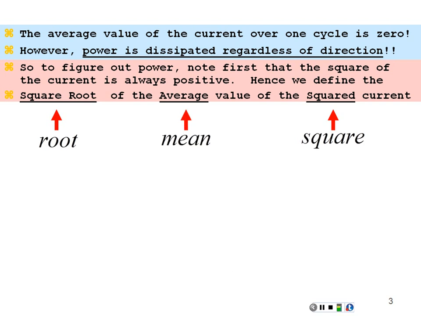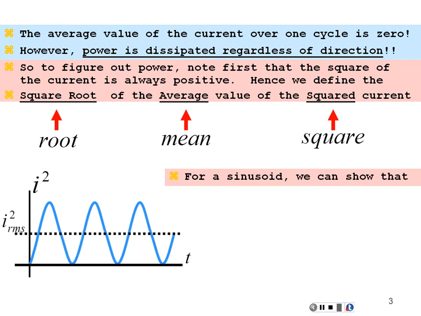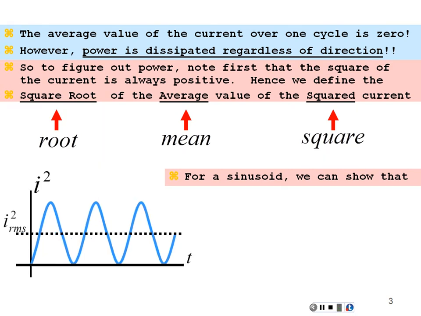Now I think it's the root mean square. The root mean square. Mean meaning average. For a sinusoidal, we can show that if we square everything, we're going to end up with a quantity that is bounded between 1 and 0. And the root mean square value will be equal to the maximum value of the current divided by the square root of 2, which is 0.707 times the maximum value.